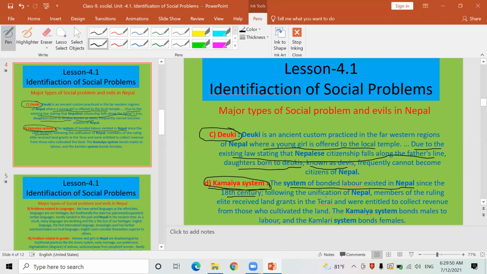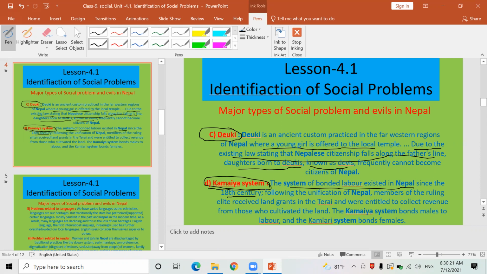You might have heard about the slave system. A slave system is partially being practiced even in Nepal, and it has been practiced in Nepal since the 18th century, following the unification campaign. The unification campaign was run by the late King Prithvinarayan Shah. Afterwards, this sort of bonded labor system has been going on.